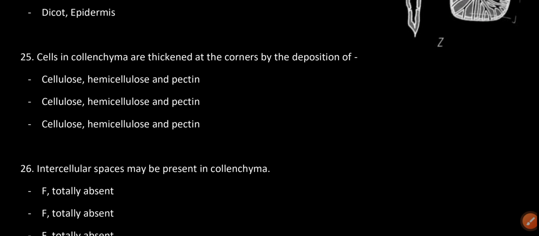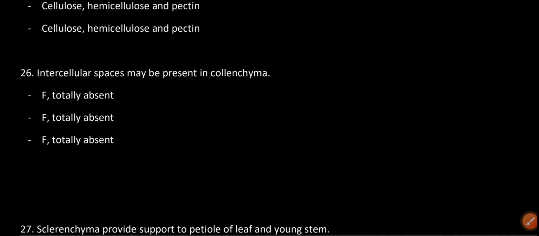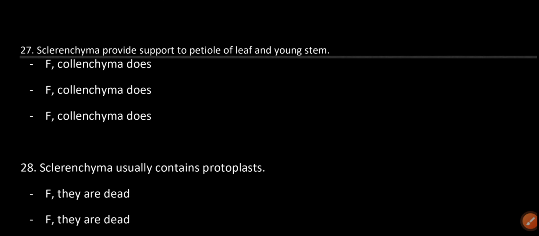The thickening is due to deposition of cellulose, hemicellulose and pectin. Intercellular spaces may be present in collenchyma. False. Totally absent. Sclerenchyma provides support to petiole of leaf and young stem.